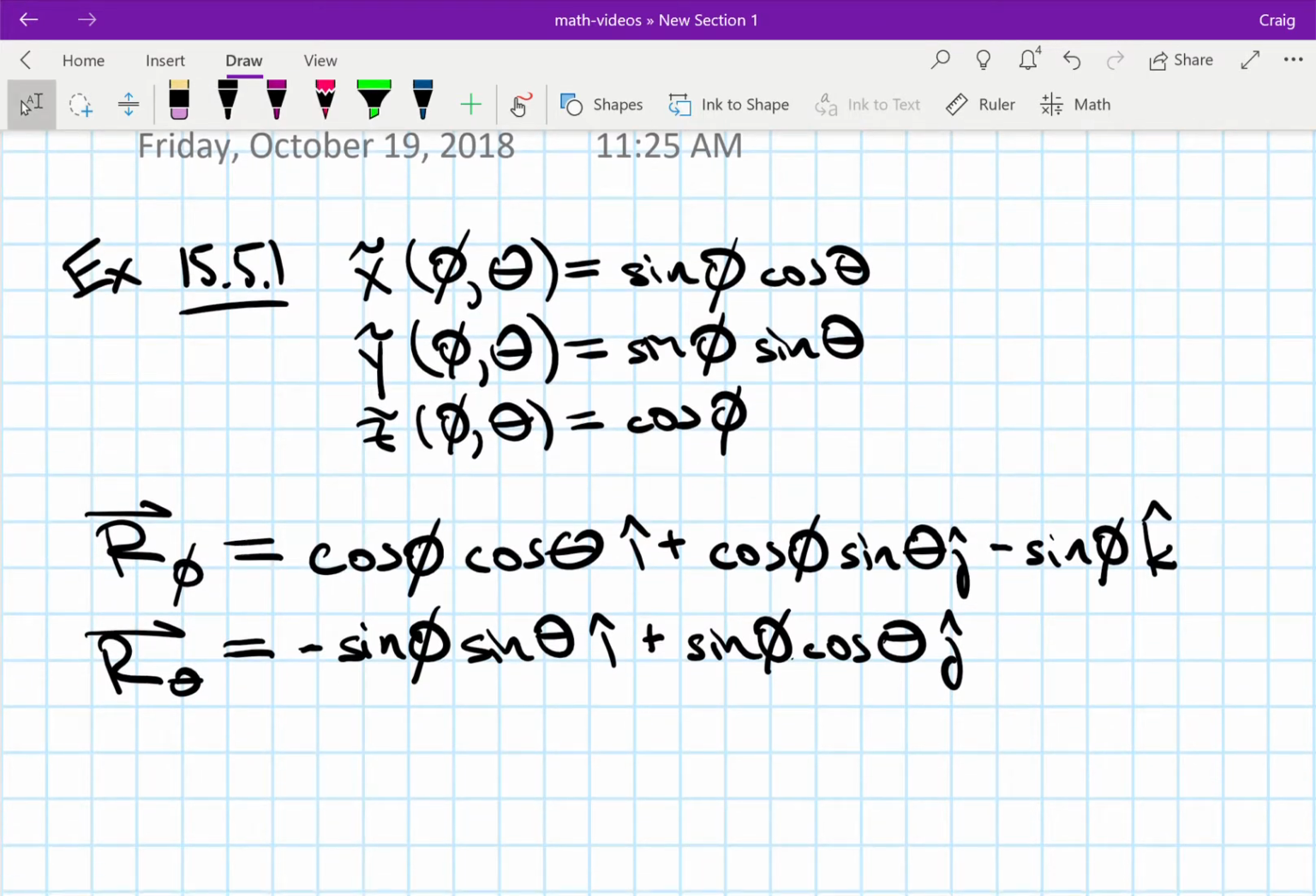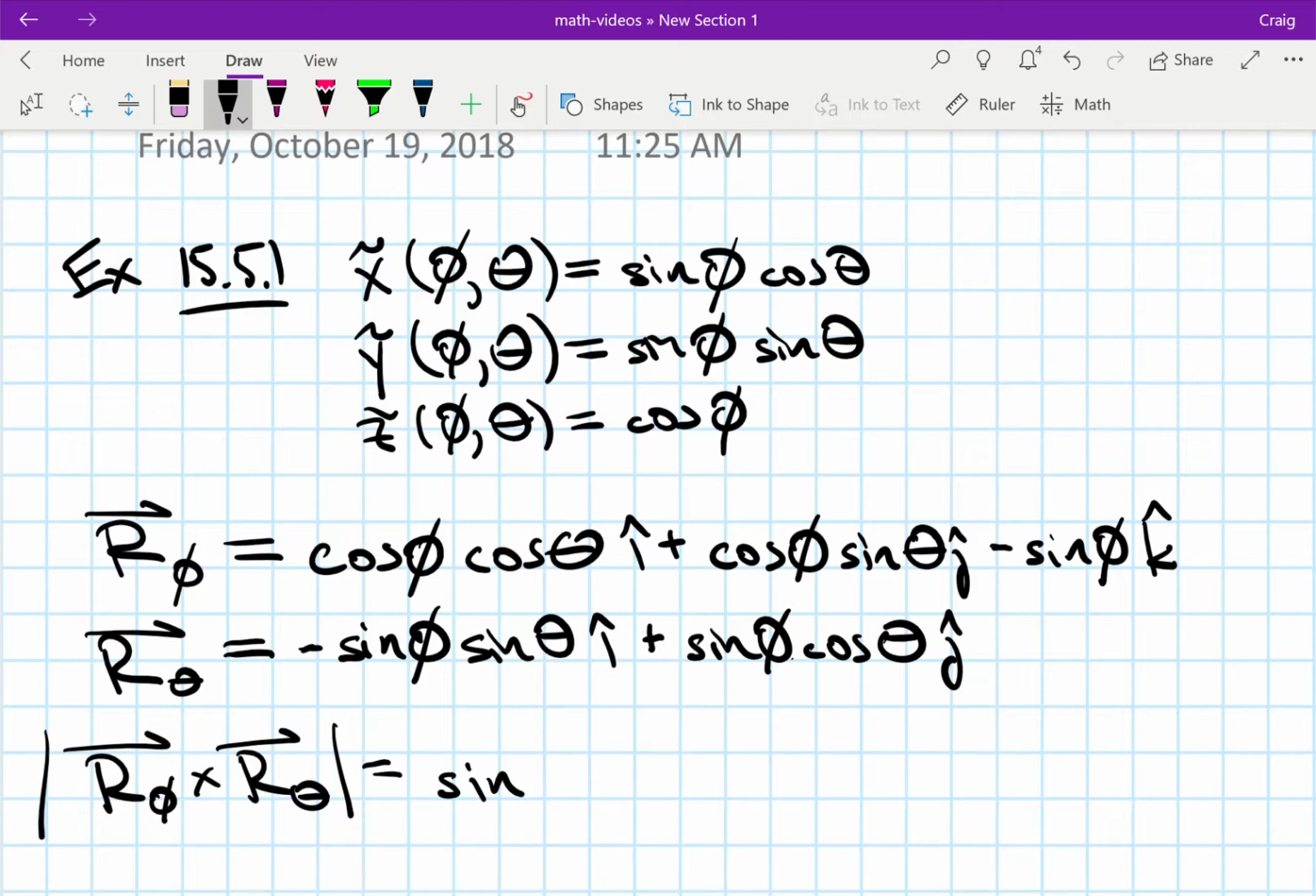So the surface element, the cross product, we can work out. It turns out that the magnitude of r phi cross r theta, as we did in class, you can just take the cross product of those two things. You do some simplification after trigonometry, and it will tell you that it is equal to the square root of sine squared phi. Since phi only goes from 0 to pi, sine is always positive, so the square root of the square we can just write as sine phi.